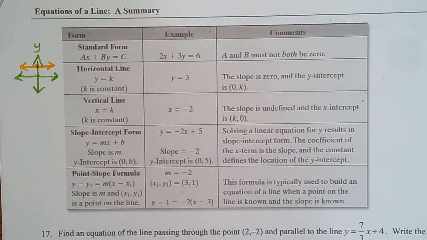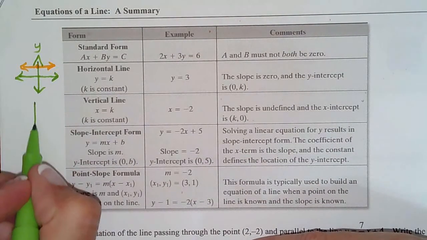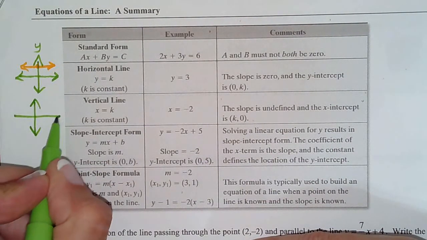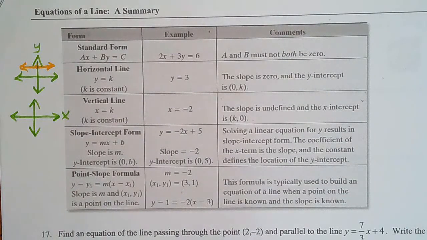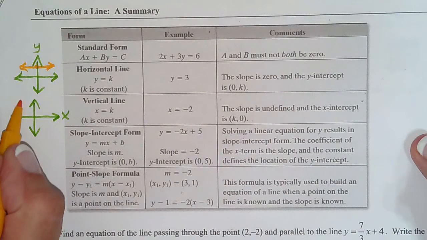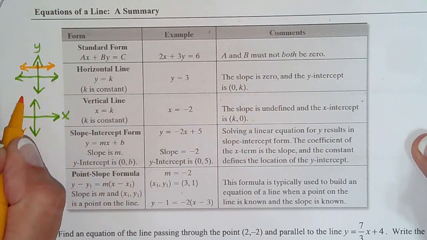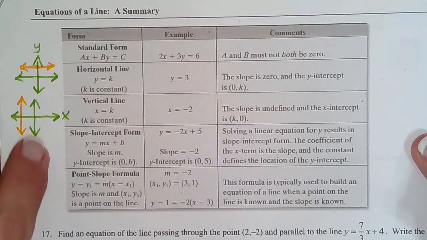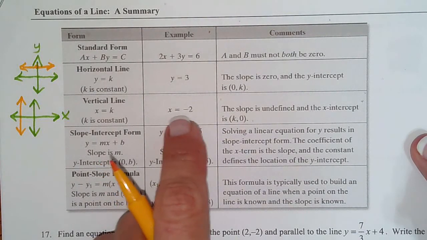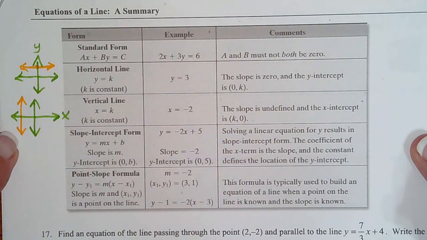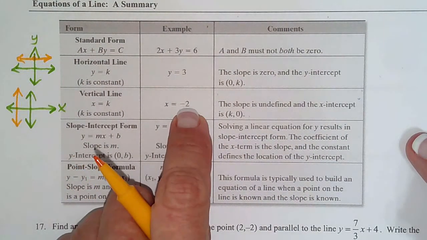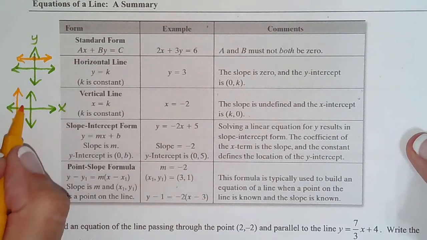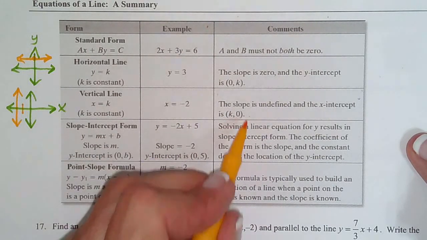Vertical lines are just the opposite. Vertical lines only pass through the x-axis. So because they only pass through the x-axis, they're always x equals, and this one said -2, so x equals -2. So see how it only passes through the x, it doesn't pass through the y, that's why they're x equals. There's no slope on this, that's why the slope is undefined, and the x-intercept's always going to be whatever this is, so in this case you can see it crosses at -2, 0.